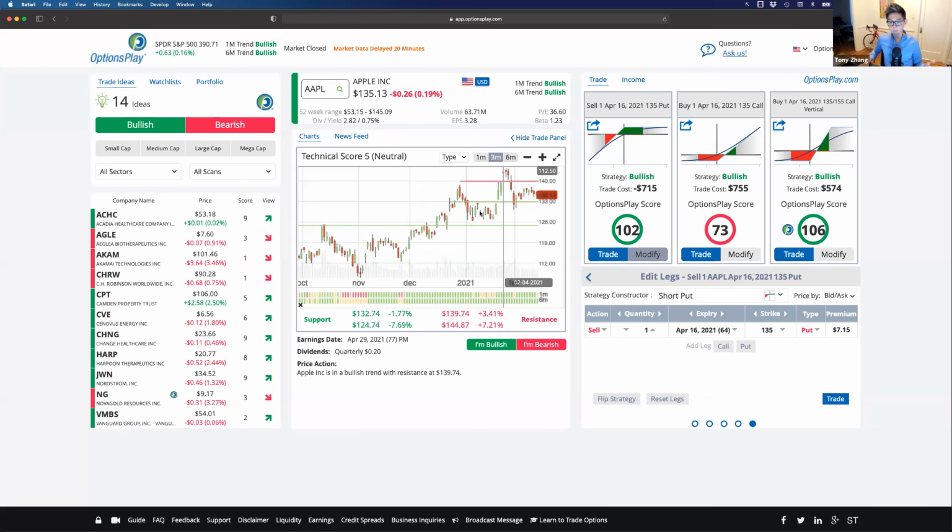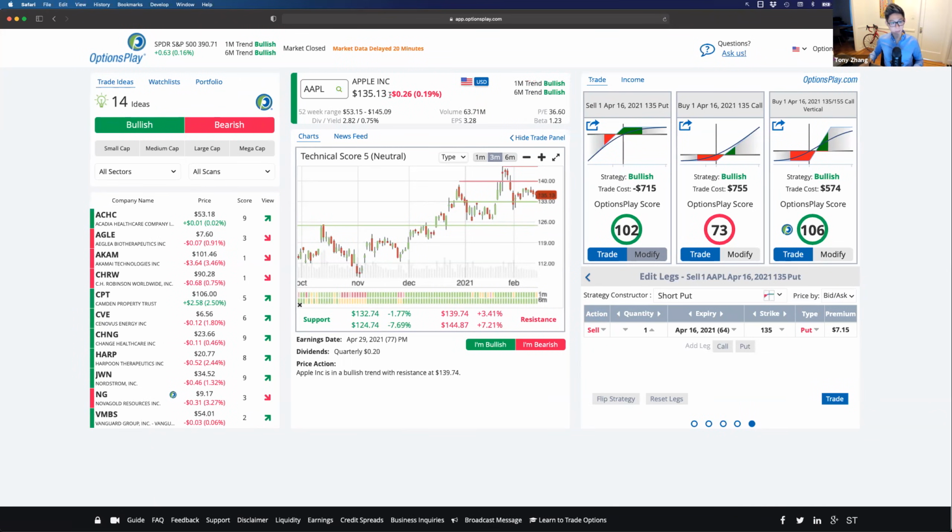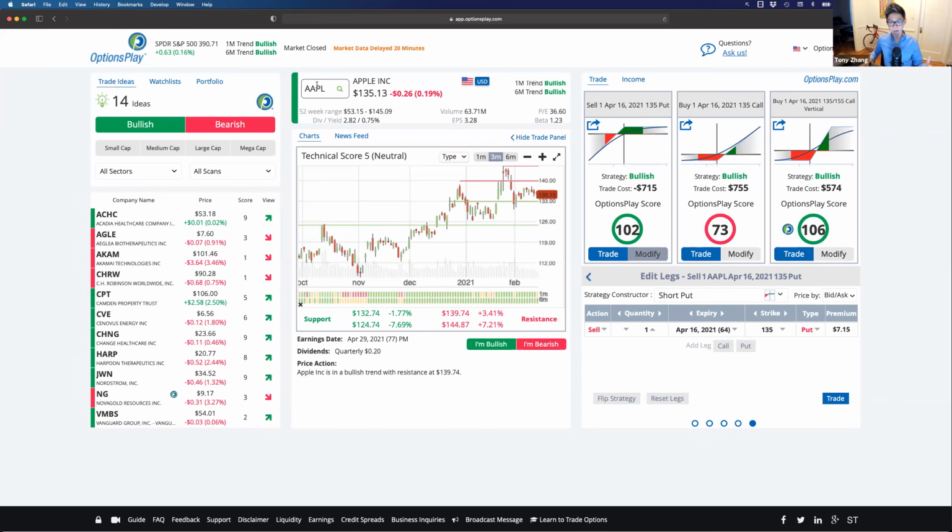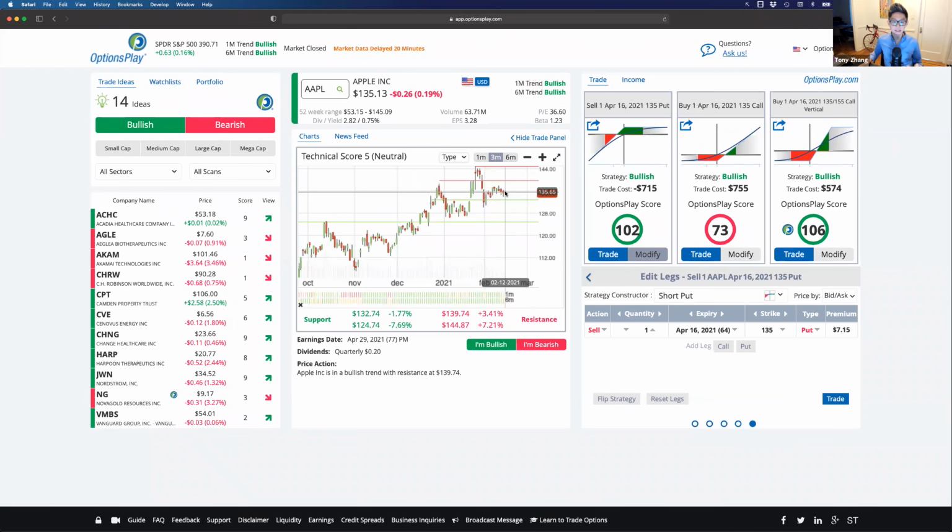So this is the OptionsPlay tool. Most of you already have access to the tool. If you haven't used this before, we'll show you how to access this. But the tool itself is broken down into 3 sections. You have your trade ideas, watches, and portfolio on the left. In the middle, you have your security analysis panel. And on the right-hand side is our trading and income panel. So what we want to compare is selling the put to buying a call option on, let's say, a stock that I think is going to go higher here.